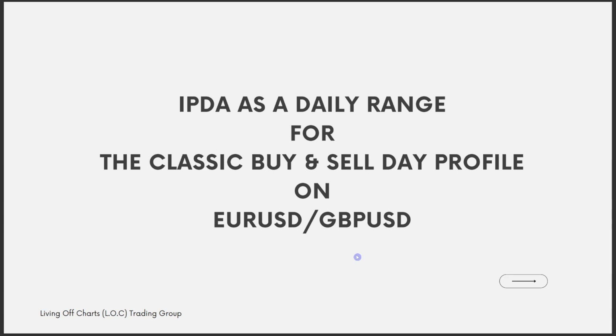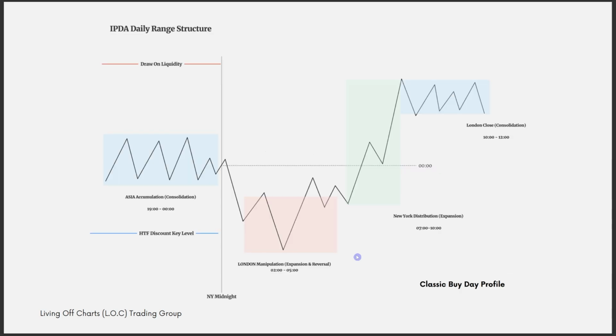Now, let's talk about IPDA as a daily range for the classic buy and sell day profile on EUR/USD and GBP/USD. So we've got a nice schematic over here, right? The IPDA daily range structure. First of all, we need to have key levels and we need to have a draw on liquidity. Now, if you trade a classic buy day profile, we want to see Asia session consolidate, right? And keep your mind on that IPDA market cycles, right? From a consolidation will never reverse. So this is perfect for a classic buy day situation over here.